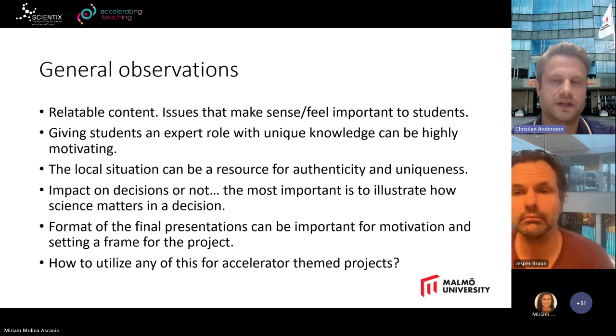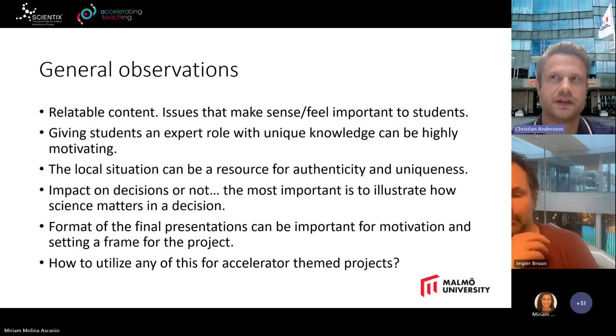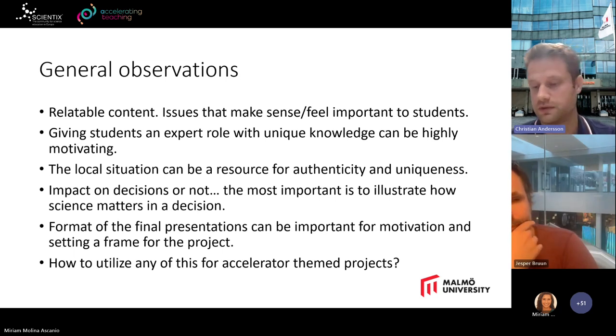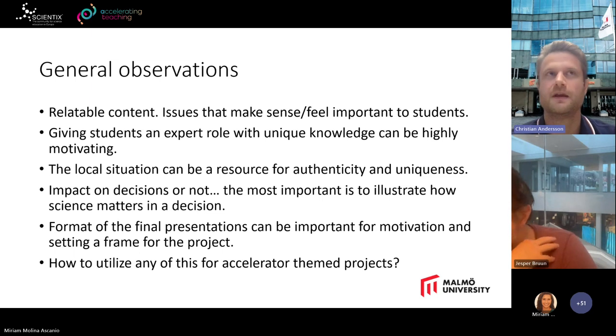So in the case with the pig farm, when they wrote that letter, they didn't know whether or not the politicians would read it or not, or if they would take action according to the suggestions that the students made. But in the process of writing that letter, the students didn't know that, so it felt real enough. They know that potentially this letter could have an impact. So the knowledge that the students had could potentially have an impact on society.